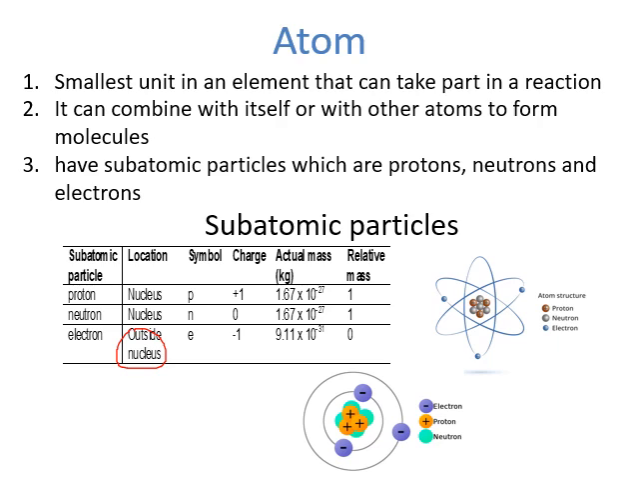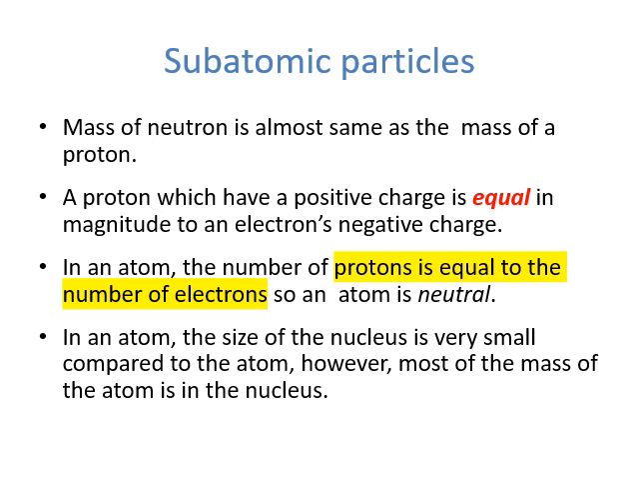charge of positive. Alright. So for subatomic particles, a proton has a positive charge that is equal to the electron's negative charge. If you have positive 1, then the electron also has negative 1 to balance it back. If you have positive 2, you have electrons of negative 2 charge. So in an atom, the number of protons is equal to the number of electrons, where it is neutral. It's very small, and most of the mass is in the nucleus.